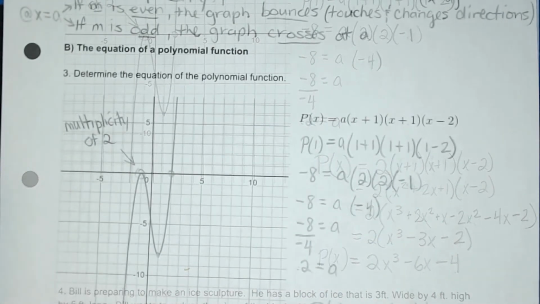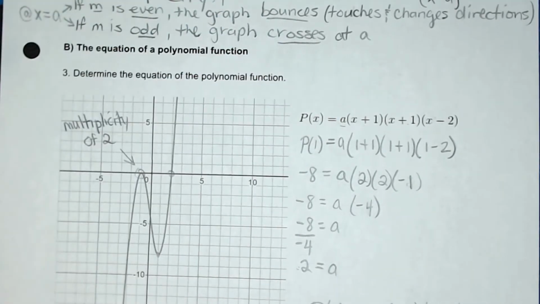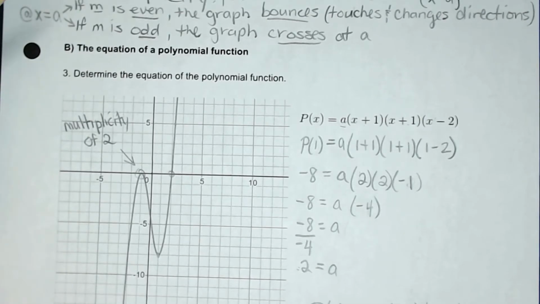I should go back up to the top here and just mention A, of course, will be the coefficient or the multiplier to tell us how far our graph is going to stretch vertically.